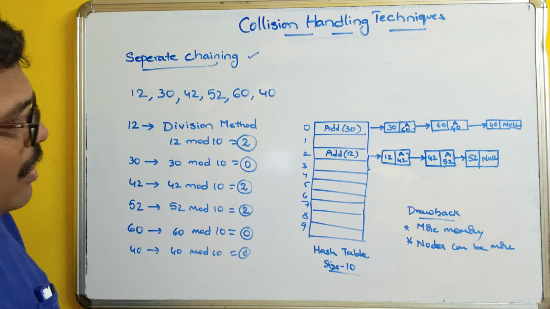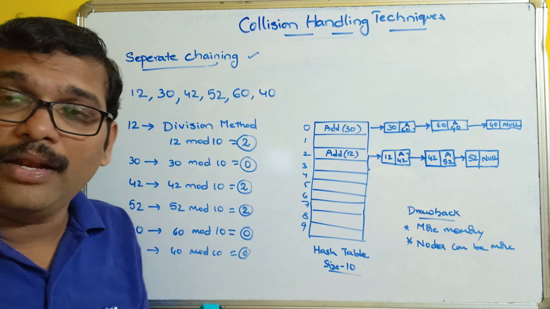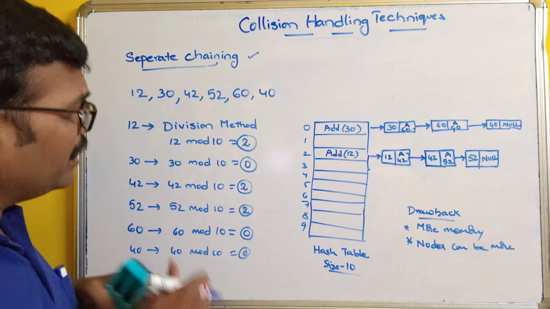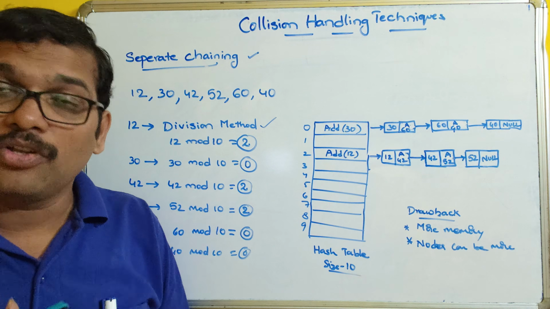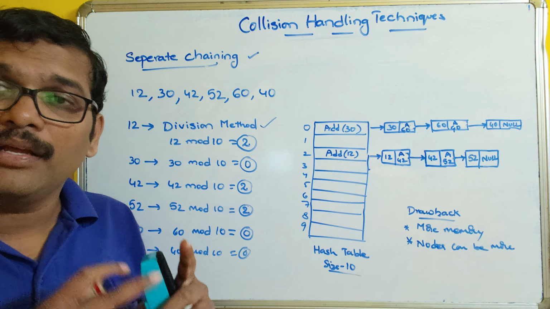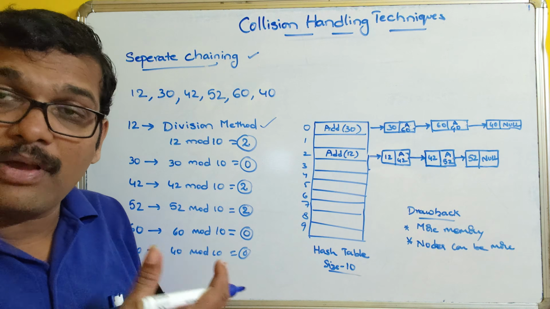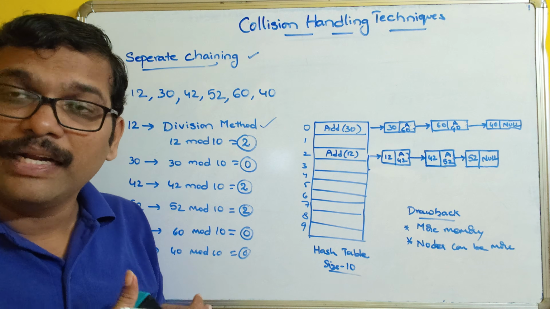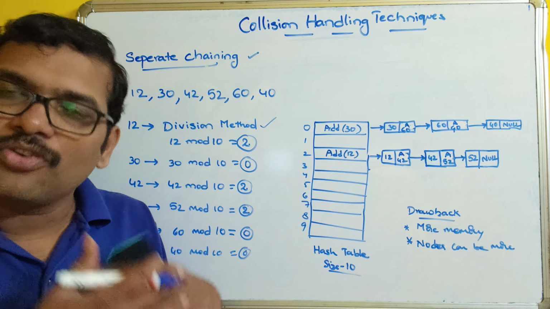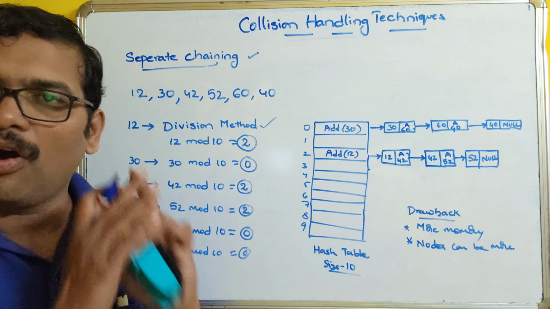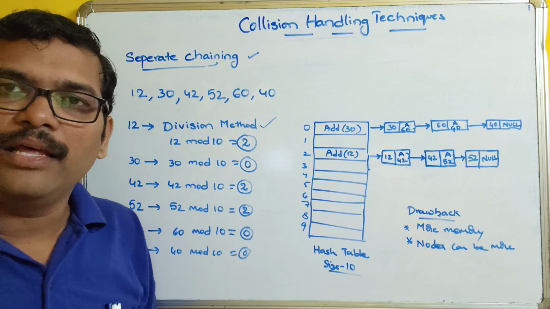I'll stop here and I hope you understood. Collisions will occur in all hash functions. Here we are taking the division method as an example. You can also try the other two methods, the mid square method or the folding method. Definitely you may get the same hash code for different key values. So obviously collision will occur in all hash functions, and this is one technique to handle it.